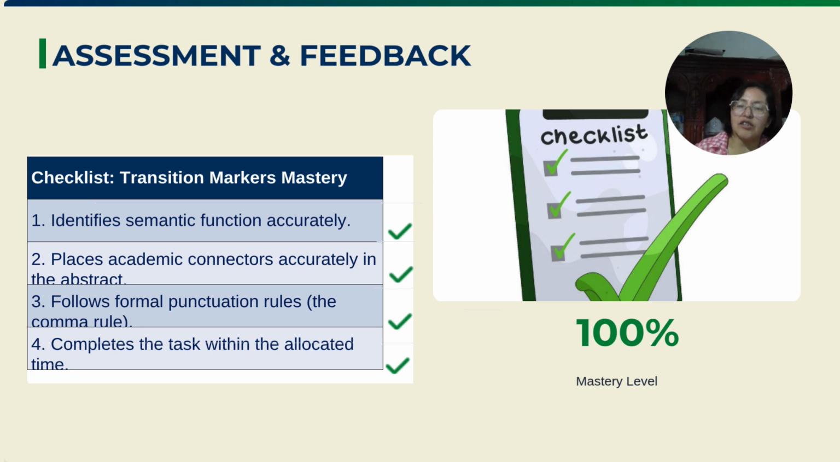To conclude the lesson, we have our assignment and feedback phase. Students are evaluated using a checklist to ensure mastery of transition markers. We check if they identify functions equally, place connectors correctly, follow the comma rule, and complete the tasks on time. This guarantees effective learning progress.